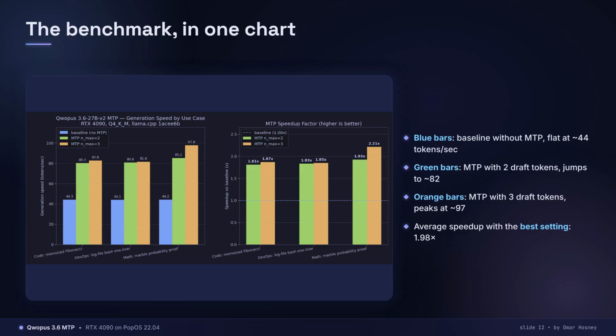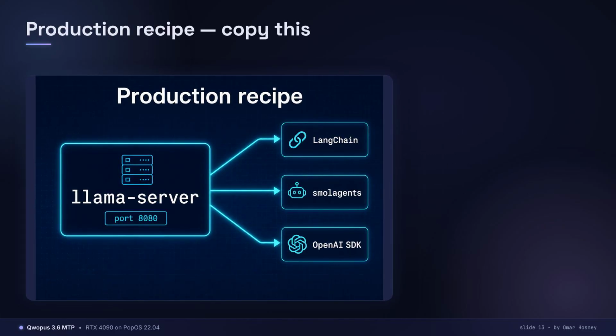Average speedup with the best setting is 1.98 times. Same model, same hardware, same answer, almost exactly twice as fast. If you just want the recipe, here it is.